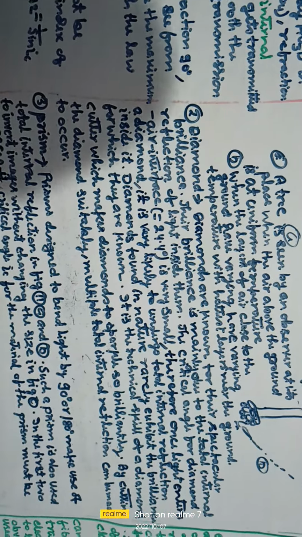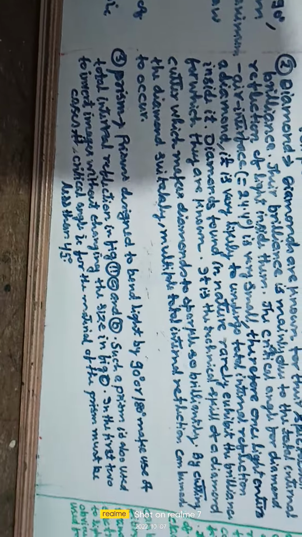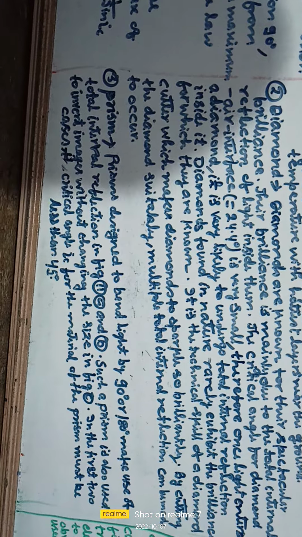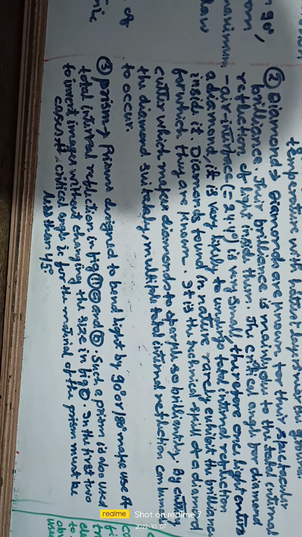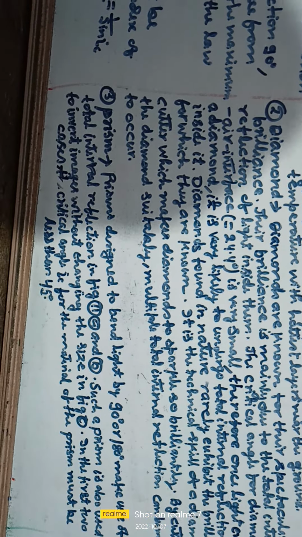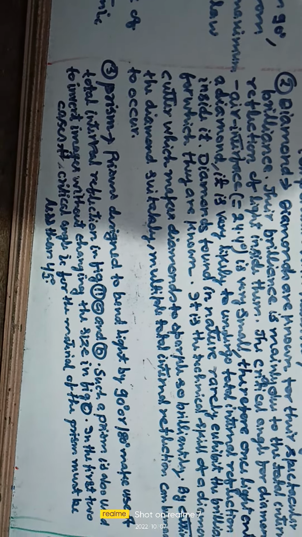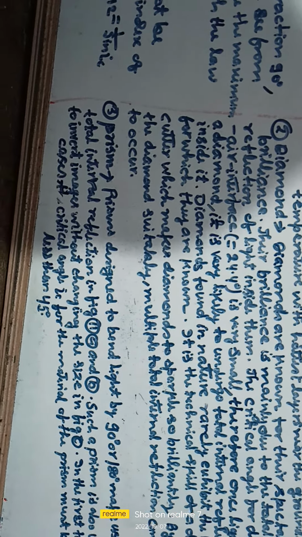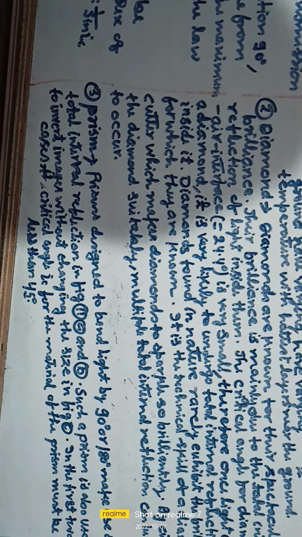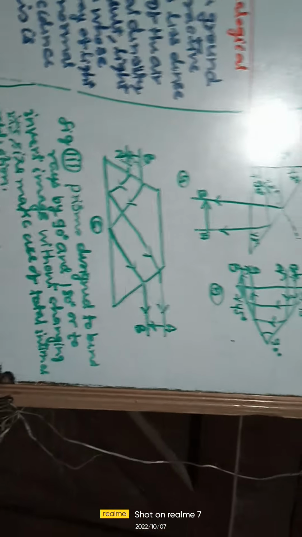Prisms designed to bend light by 90 degrees or 180 degrees make use of total internal reflection, in figure 2A and B. Such a prism is also used to invert images without changing their size, in figure C. In the first two cases, the critical angle i_c for the material of the prism must be less than 45 degrees, as shown in figures A, B and C. Now the optical fiber.